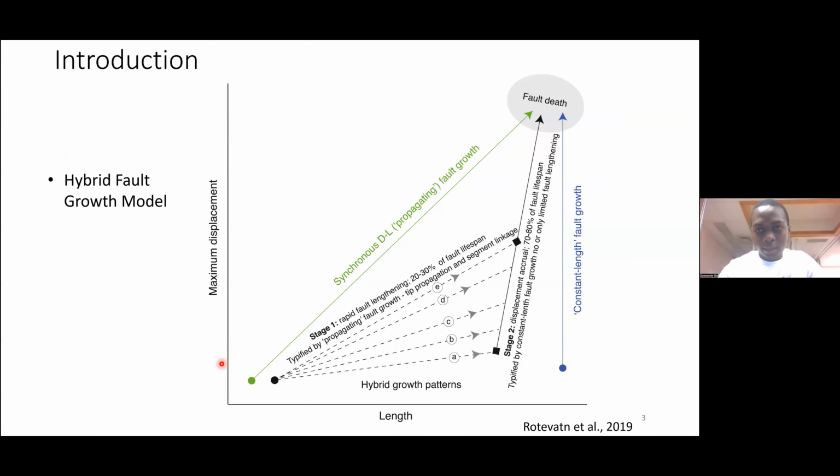But in 2019, there's also a hybrid fault growth model that tries to bring together these two end members. They propose that the first 20 to 30% of the fault lifespan grows by the propagating tip model. Then over time, it grows by the constant length model, which is just accrual of displacement until the fault dies off.